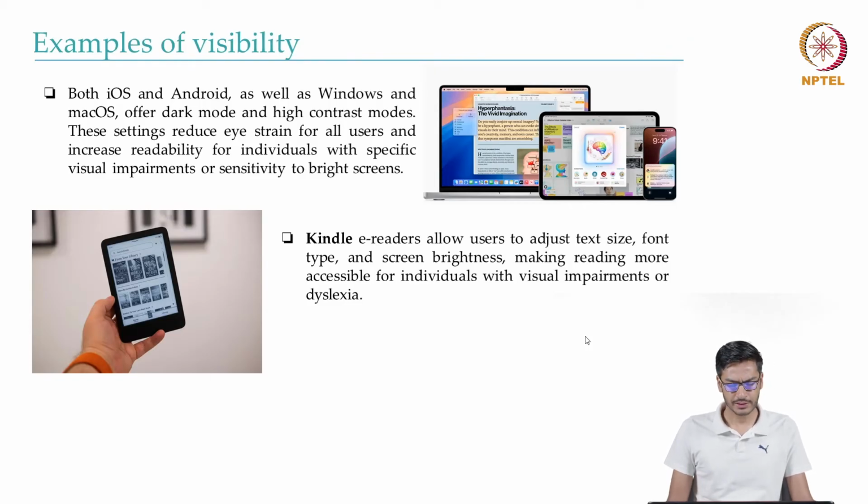The next feature we come across is how Kindle allows its users to adjust the text size, the font type, and the screen brightness, and hence makes the reading experience more accessible for users with visual impairments.